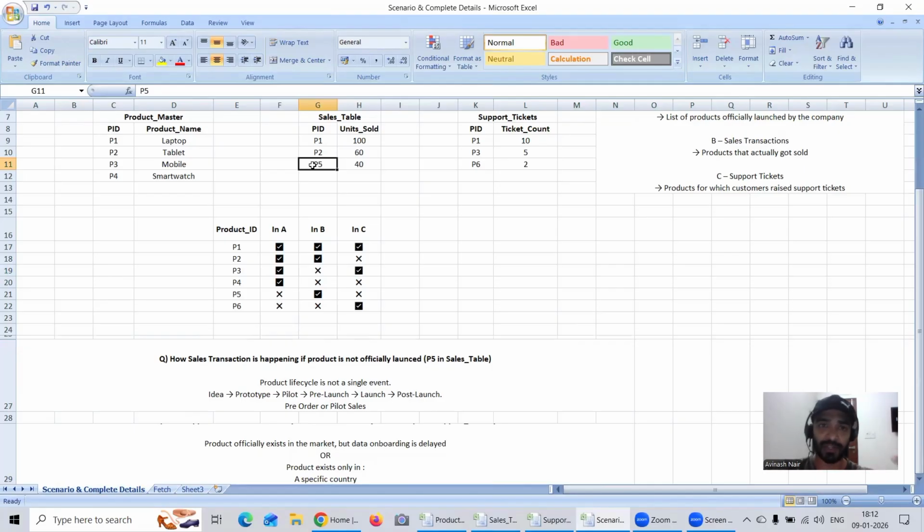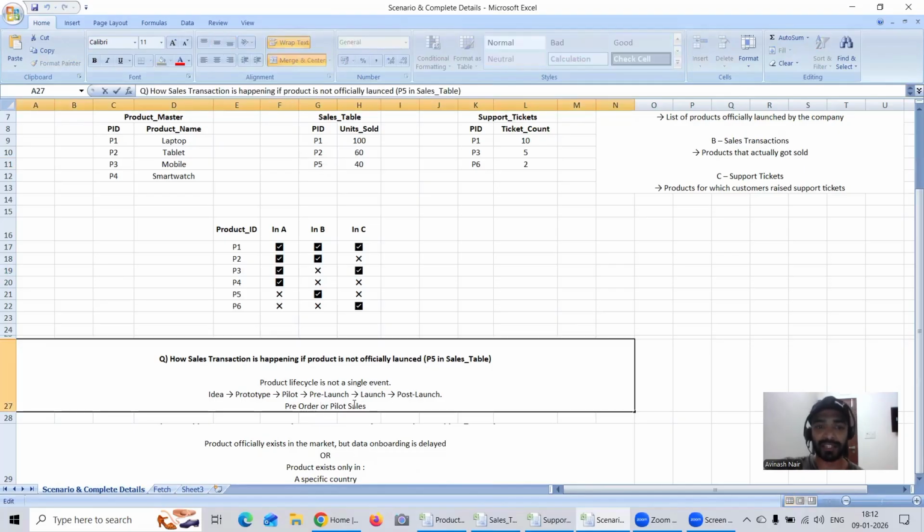I was giving the example. There was this client, let's say, who had customers globally, but they launched that product only in India and Japan, to test how it works out. Then they will launch it globally based upon what kind of sales are happening and what kind of customer feedback they are getting. That is quite common. That's why this P5 is there, although it's not officially launched. So it can be a case where it has been pre-ordered or is in pilot sales.